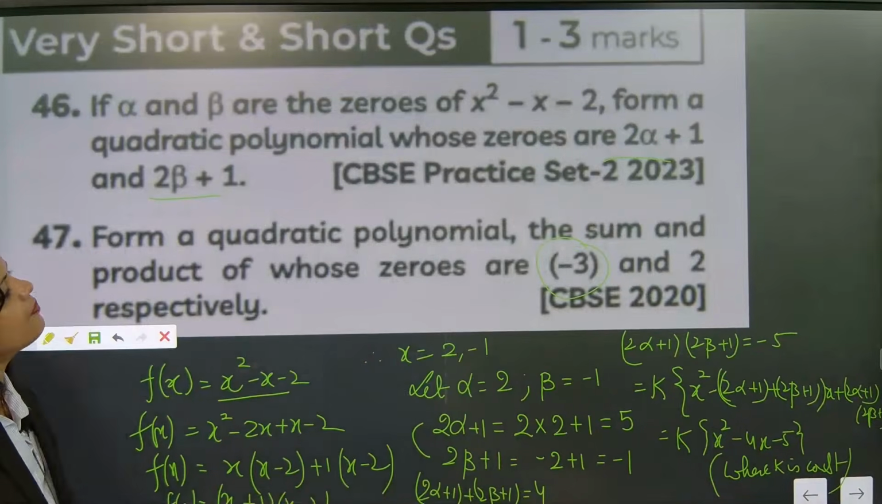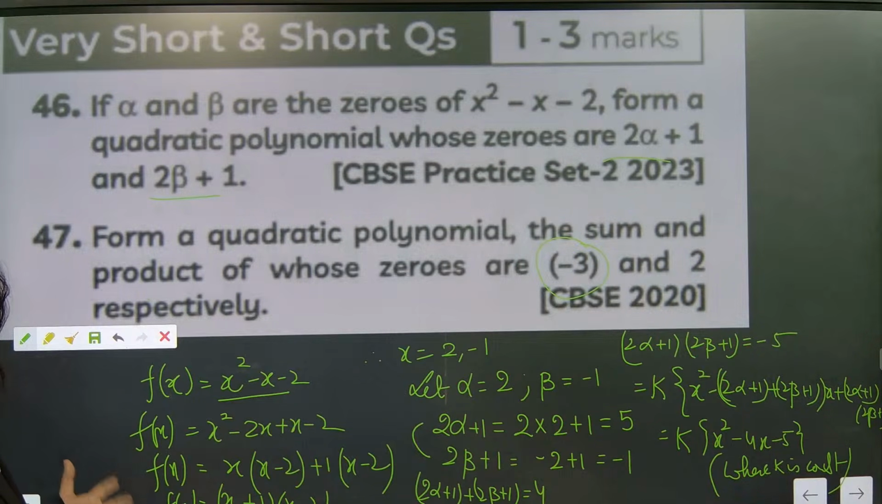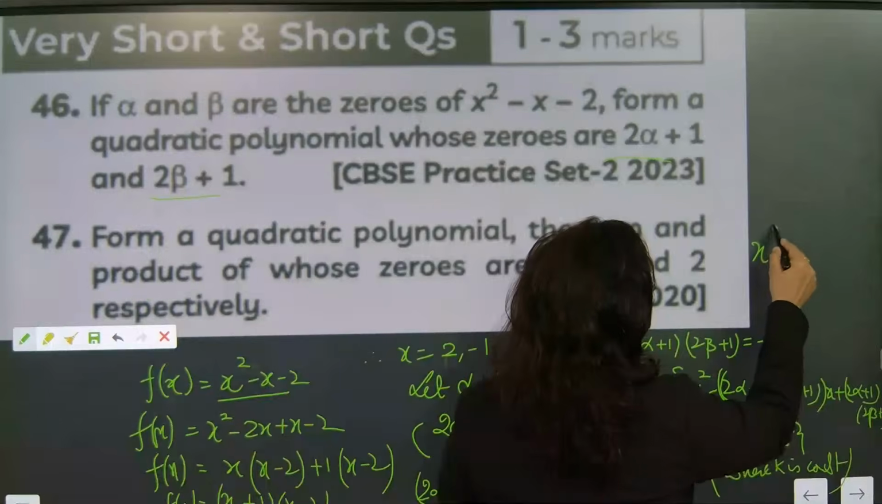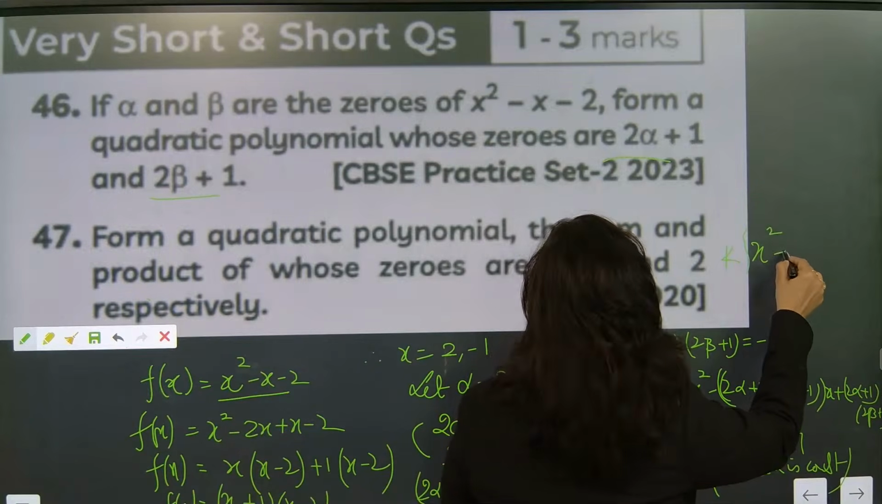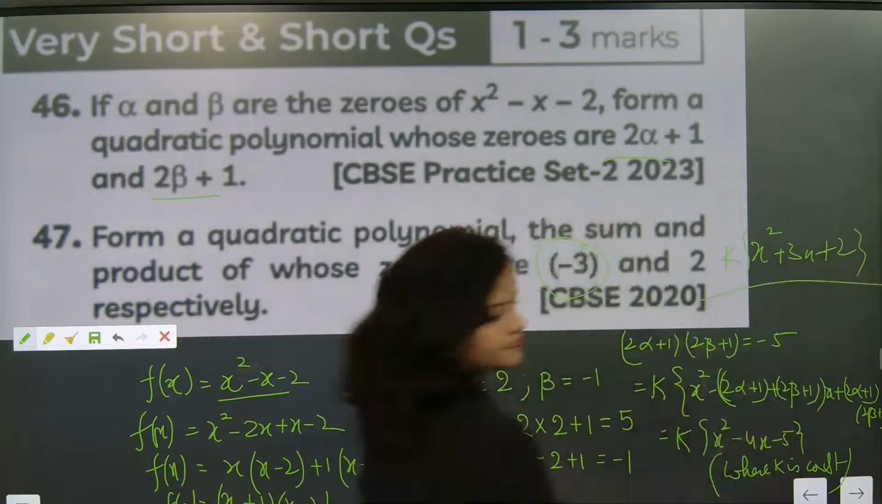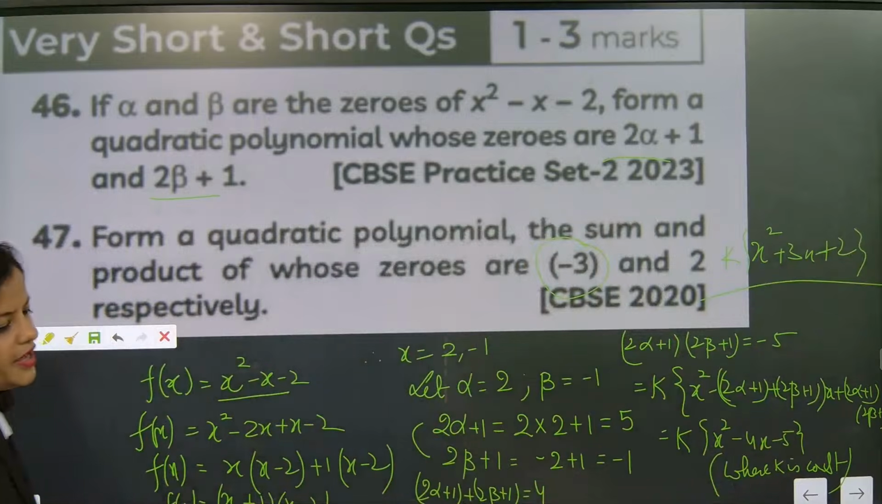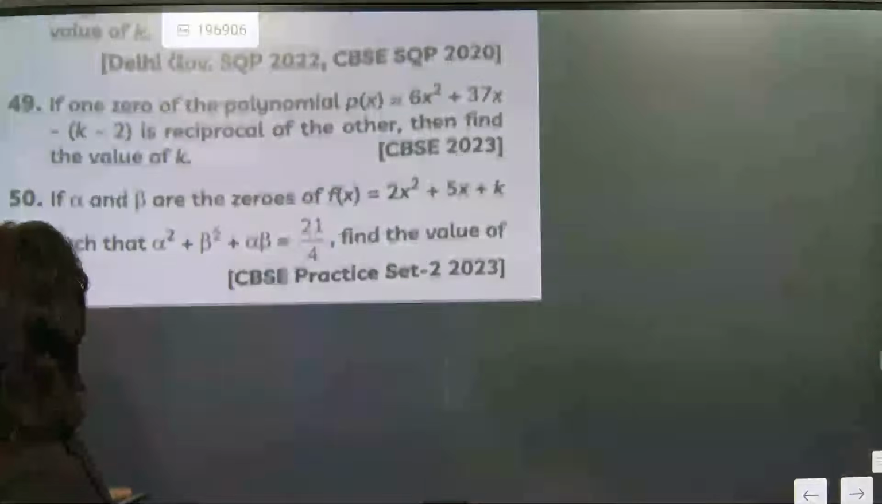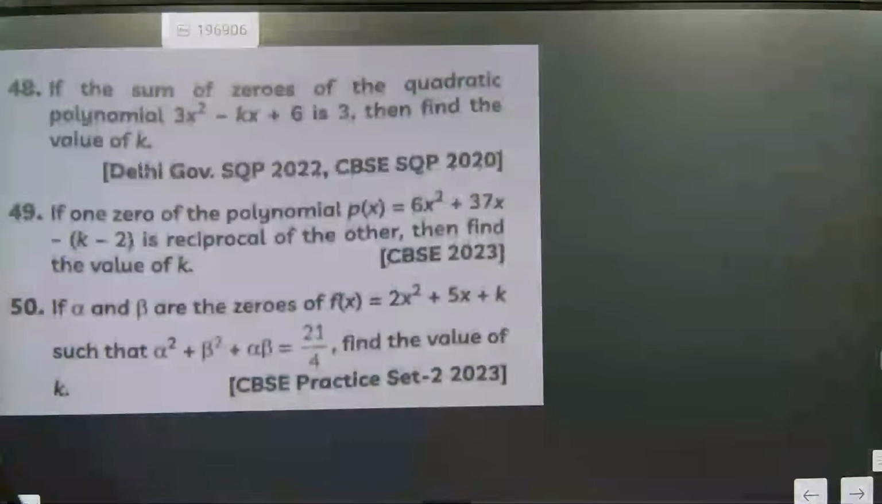So, form a quadratic polynomial, the sum and product of zeros. Sum and product of zeros. The sum is minus 3 and alpha into beta is 2. Correct. So it will become k times x square minus (minus 3)x plus 2, that is x square plus 3x plus 2. K is constant. That's it. We'll go for the next question, and your time starts now. Question number 40.